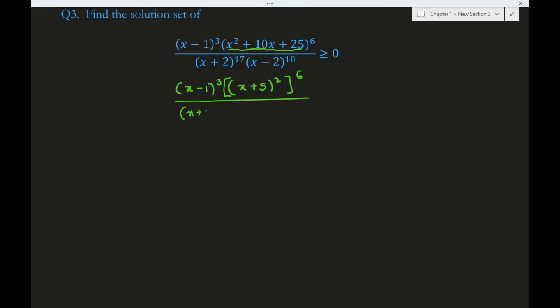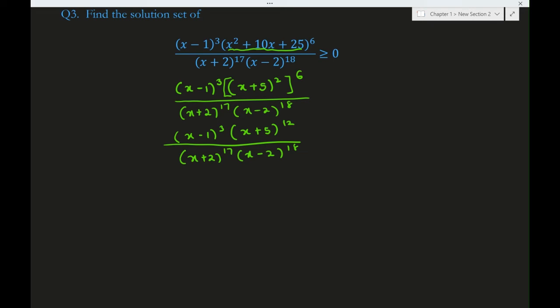Divided by x plus 2 to the 17, x minus 2 to the 18. So this becomes x minus 1 to the power 3, x plus 5, and here will be 2 times 6, which is 12. Then this is x plus 2 to the power 17, then x minus 2 to the power 18.